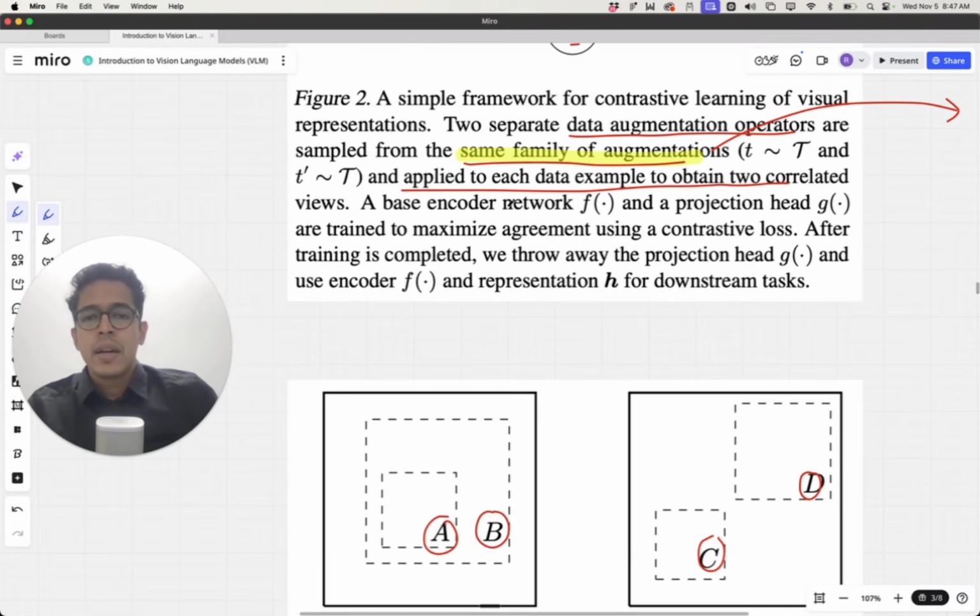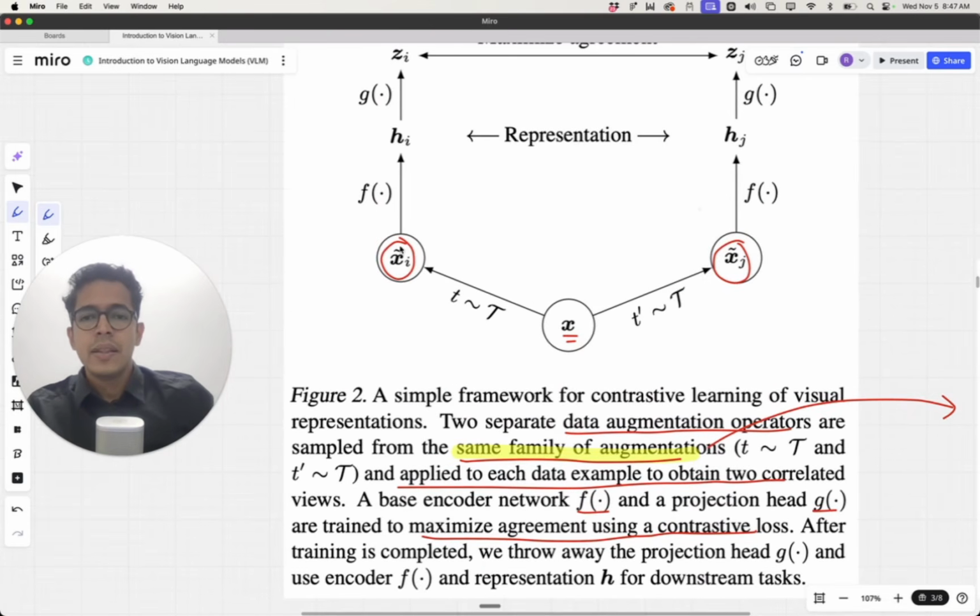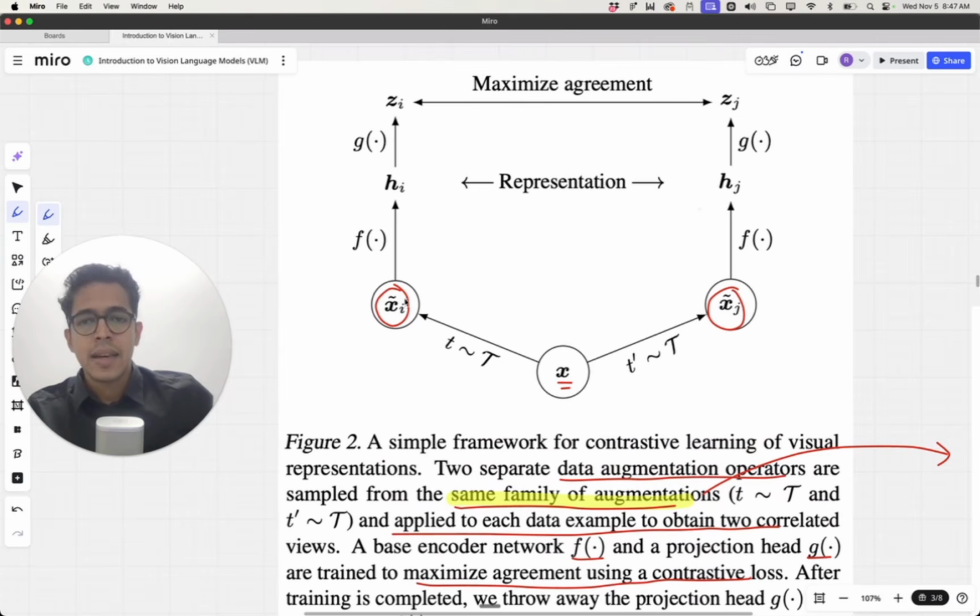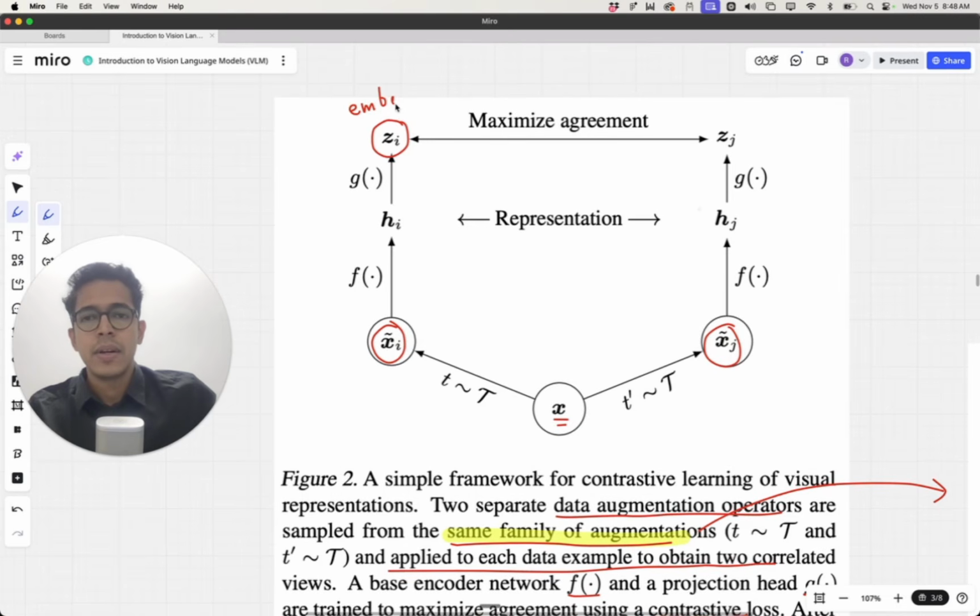A base encoder network F and a projection head G are trained to maximize the agreement using contrastive loss. We are yet to discuss what is contrastive loss, but let's come to that by first discussing what is a positive pair and what is a negative pair, because in the contrastive loss formulation, the idea of positive and negative pairs is going to come. So this Xi is transformed into Zi. Now you can think of this as an embedding in simple terms. So this is the embedding of Xi, and this is the embedding of Xj.